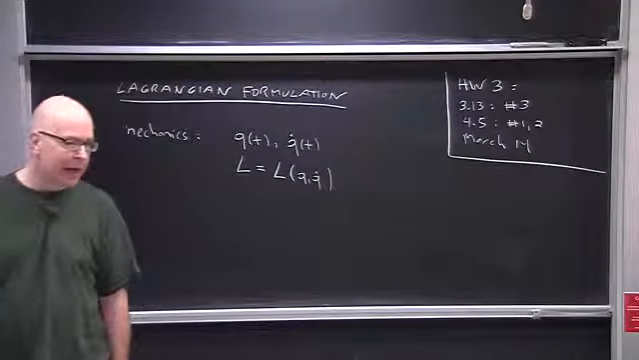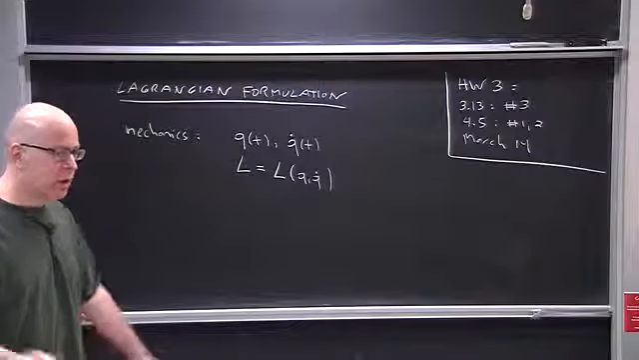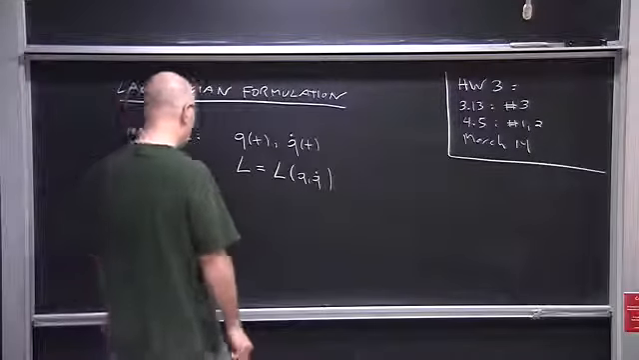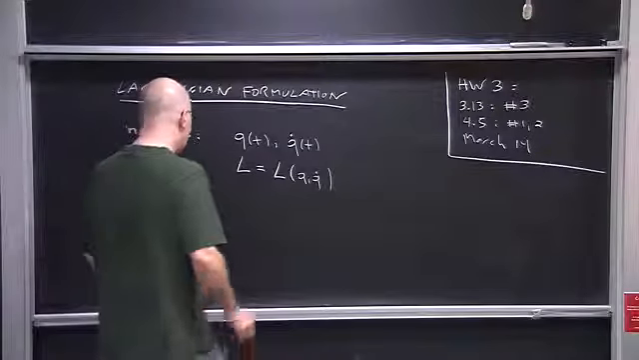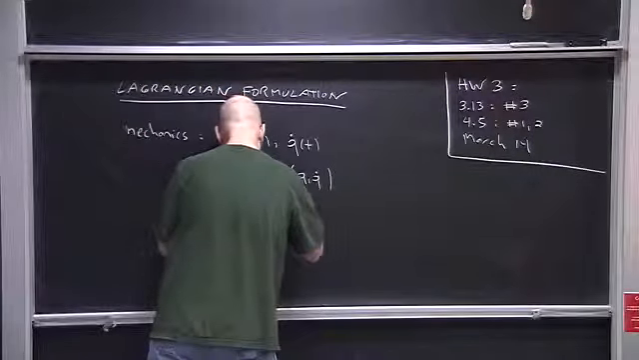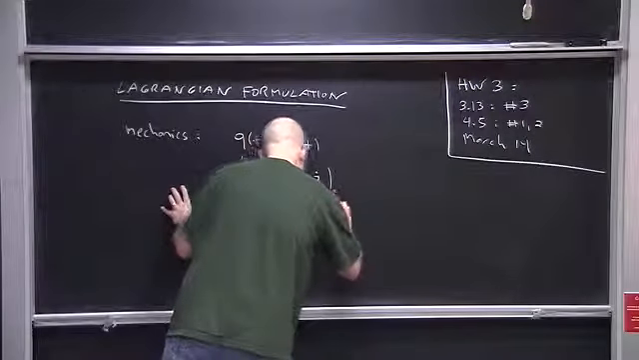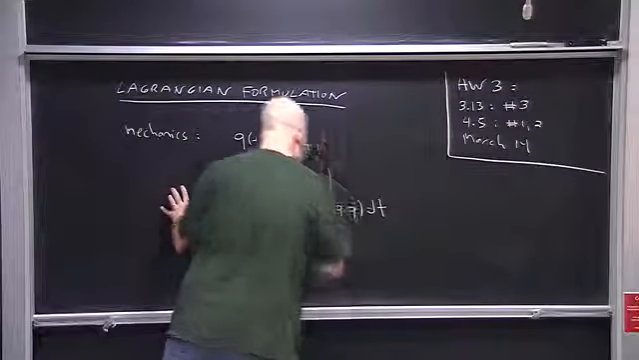And in mechanical systems, that's going to be the kinetic energy minus the potential energy. But for our purposes here, we don't have to specify what the Lagrangian is. We just say that it's a given function of q and q dot. And with that, we calculate the action functional by taking an integral between two fixed times of the Lagrangian function with respect to time.